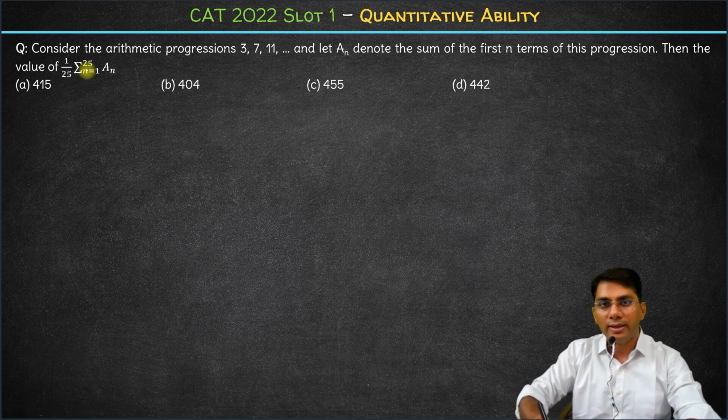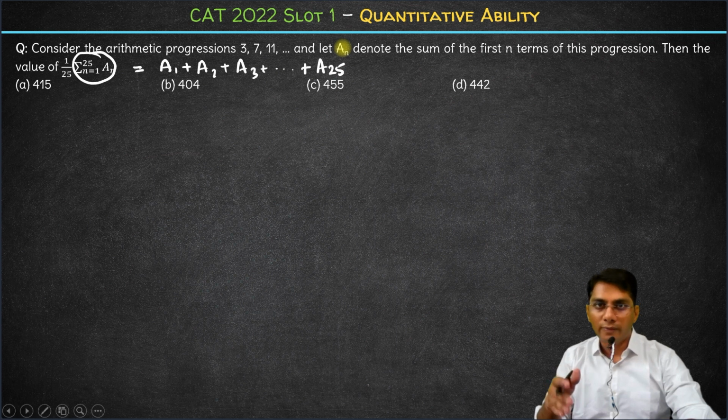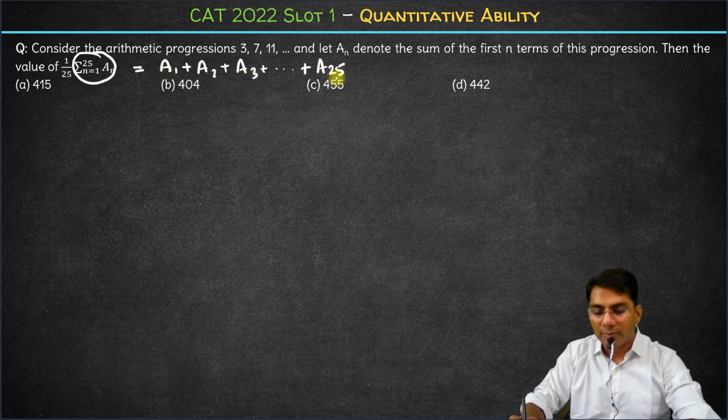first three terms. Then what is the value of 1 by 25 times sigma n from 1 to 25 An? So what about the sigma An? This essentially means A1 plus A2 plus A3 and so on till A25. So we need to figure out the sum of one term of an AP plus the sum of two terms, the sum of three terms, till the sum of 25 terms of this AP.